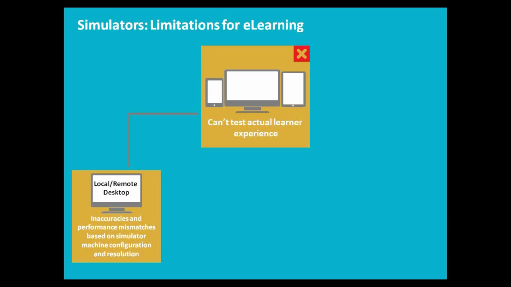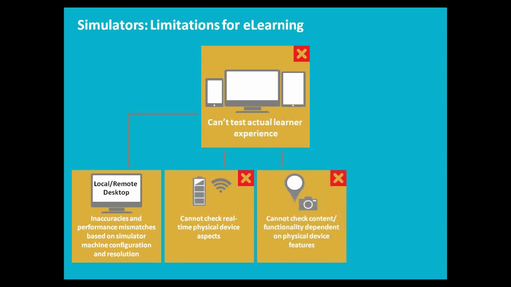Checking real-time physical device aspects like battery life, charging, maybe actual bandwidth speed, would also not be possible when using simulators for testing. Nor could we check any content or functionality that was dependent on physical device features, like the camera or GPS location, accelerometer, or even simulate interrupts, like Anushka mentioned earlier about performance testing. Because we weren't using the actual devices, we couldn't see how our e-learning course would handle an interrupting incoming phone call, for example.